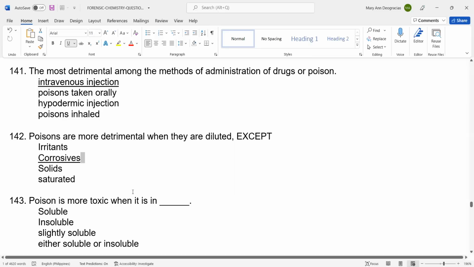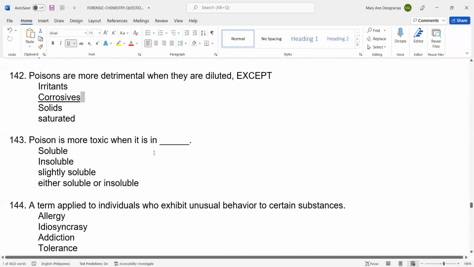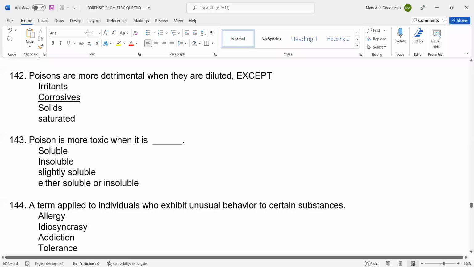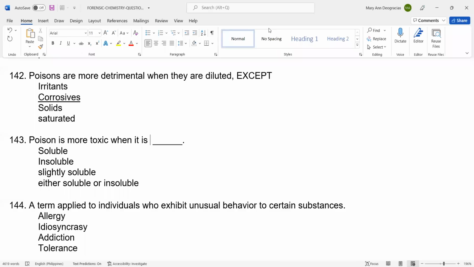143. Poison is more toxic when it is in, whether it is, oh wait lang, tanggalin ko to. It is blank. A, soluble. B, insoluble. C, slightly soluble. D, either soluble or insoluble. Alin na mas delikado dito? Kung madaling matunaw, hindi natutunaw, bahagya natunaw, o kaya kahit alin sa dalawa.